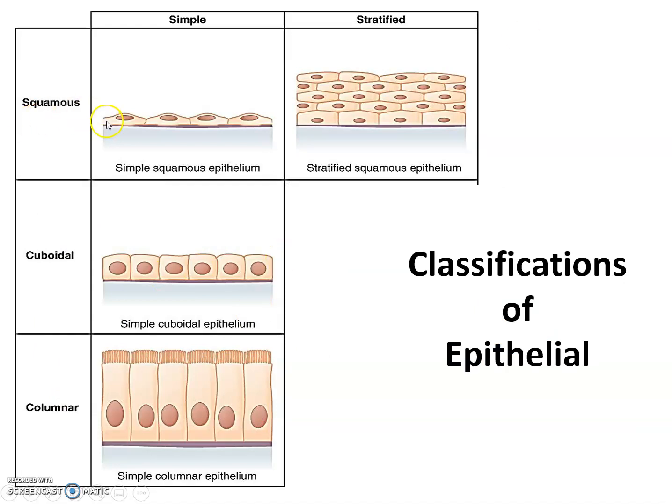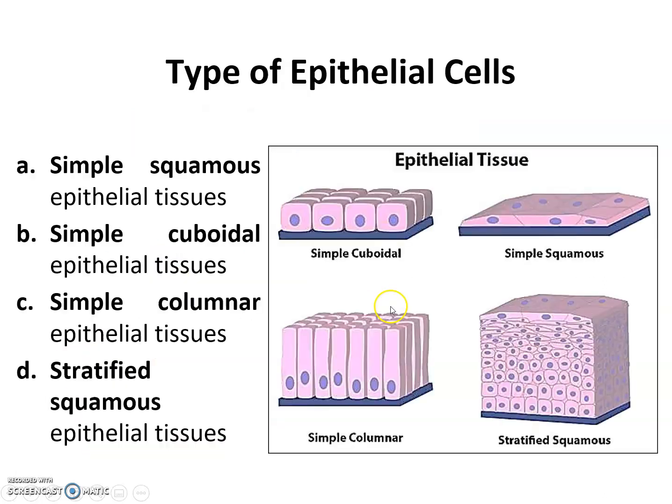For squamous, the shape is flat. Simple squamous epithelium. When they have many layers and the shape is flat, you call it stratified squamous epithelium. For cuboidal epithelium, the shape is a cube, while for columnar, the shape is long. Okay, so these are the four types of epithelial tissue.